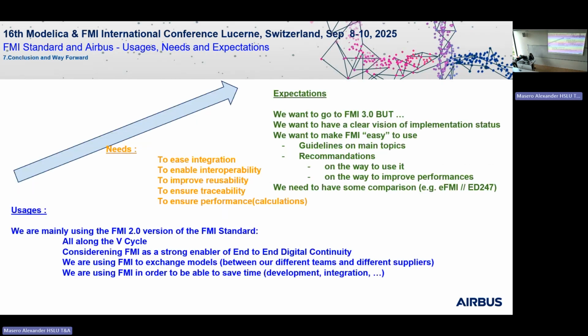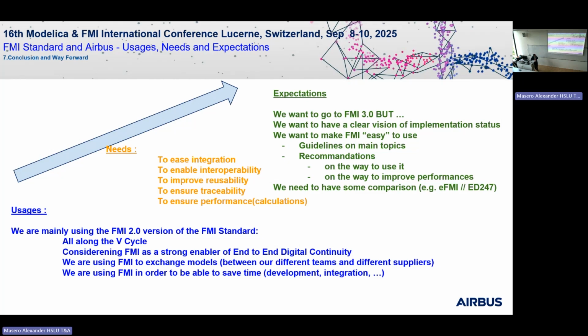Conclusion and way forward. Today we are mainly using FMI 2.0. It is well used within our divisions all along the cycle. It's an enabler for end-to-end digital continuity, exchanging models, and it may help us to save time. Our needs: easier integration, enable interoperability, improve reusability, traceability, and to also ensure performance in terms of time calculation.